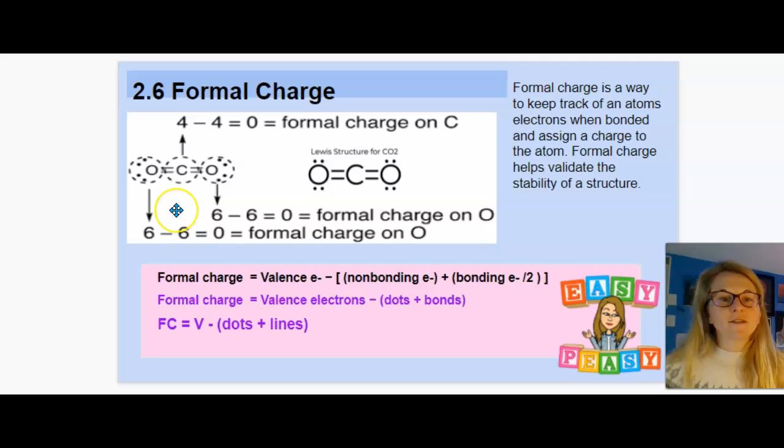So here in oxygen, oxygen has 6 valence electrons, and when we look around this oxygen, we see 2 lines plus 4 dots, so 6 minus 6 equals 0. And so the formal charge of this oxygen on the left here in carbon dioxide is 0.